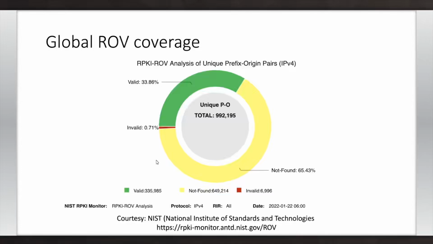If we look at this graph that's produced by the US Government National Institute of Standards and Technology, or NIST, this snapshot is a couple weeks old, and it gives an idea of the coverage of the current IPv4 address space by ROAs. So we see approximately 1/3 is considered valid, has a matching ROA to what's in the BGP table, and about 2/3 is not found. And then a tiny slice is considered invalid. So keep that in mind for what's coming up next.